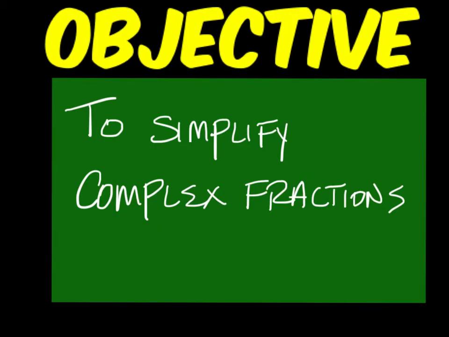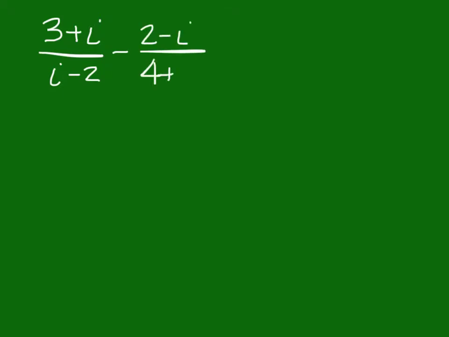Objective today: to simplify complex fractions. Example 1. In this case, we have (3 plus i) over (i minus 2) minus (2 minus i) over (4 plus i). Let's do these a little differently today. How about we simplify first and then subtract the fractions, as opposed to yesterday where we found common denominators, multiplied top and bottom, and simplified after that. So we'll do it this way, and you can choose whichever way you like best.